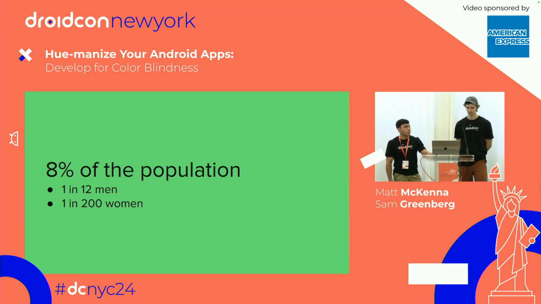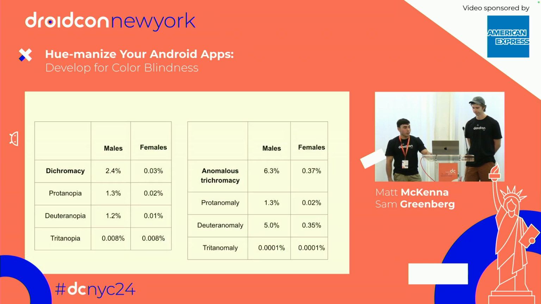This shocks some people. About 8% of the population in total, largely men, are affected by color blindness. It's 1 in 12 men and then 1 in 200 women. Here are the stats for you. For the most part, most people are affected by deuteranomaly. Next most common would be protanomaly. Everything else is not insignificant, but is largely rarer than that, so you're unlikely to run into it.